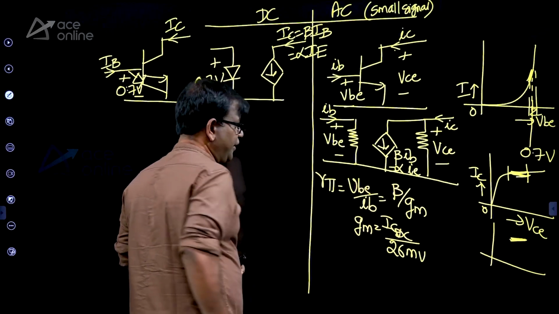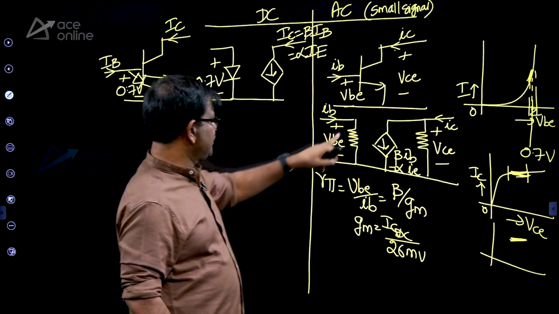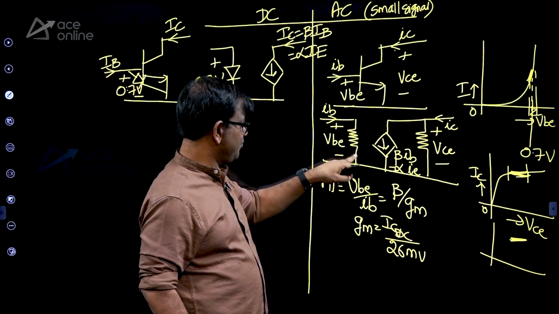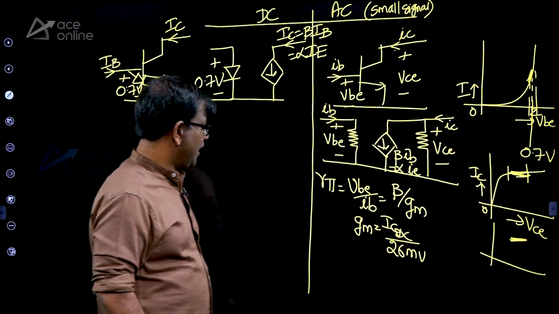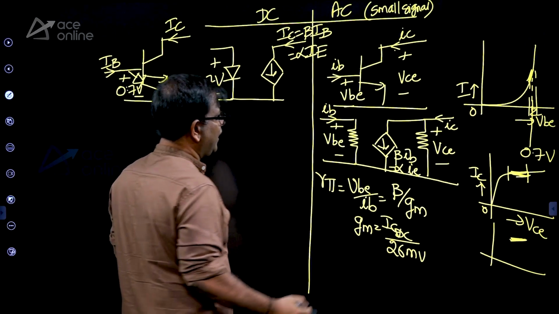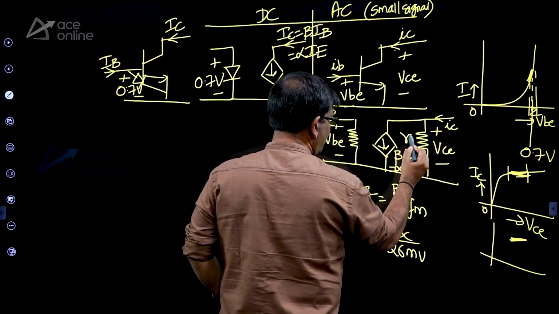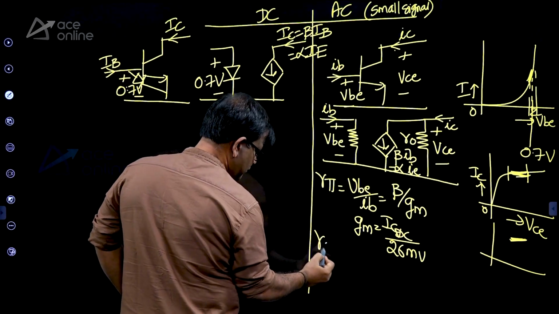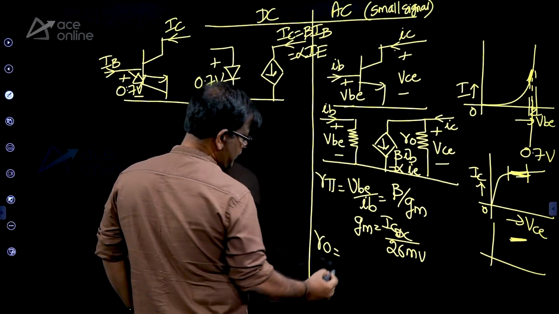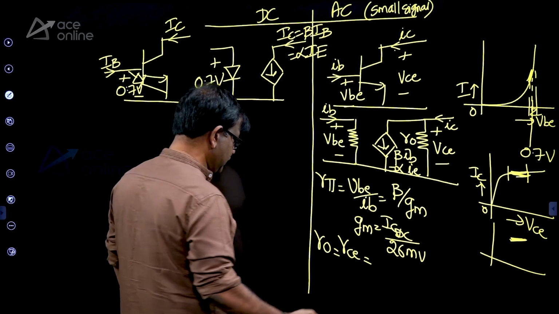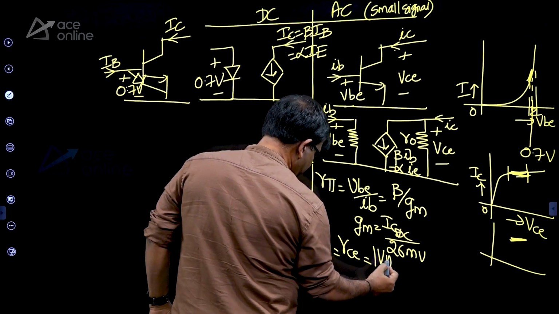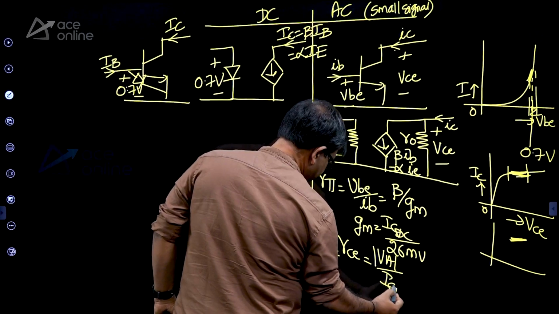So if you want to do it numerically, just imagine that there is a resistor here in a BJT, and its numerical value is going to be beta by IC by VT, right? And here you have one more resistor, r0, which is the resistance between collector and emitter. This is given numerically as the Early voltage by the ICDC.